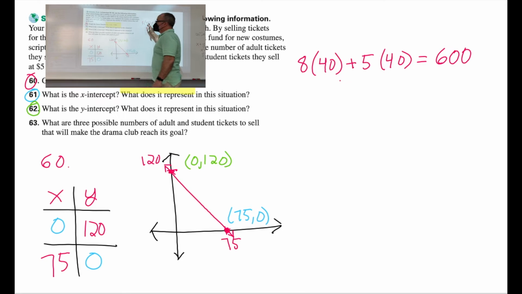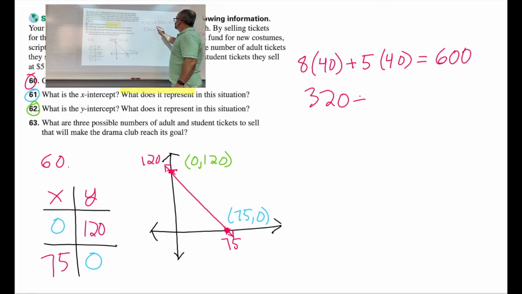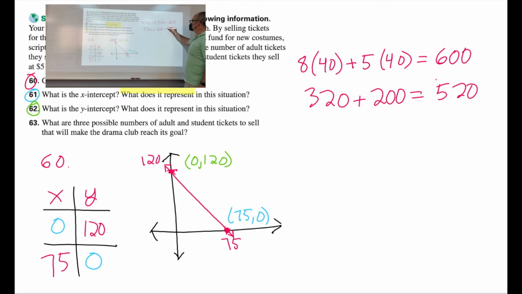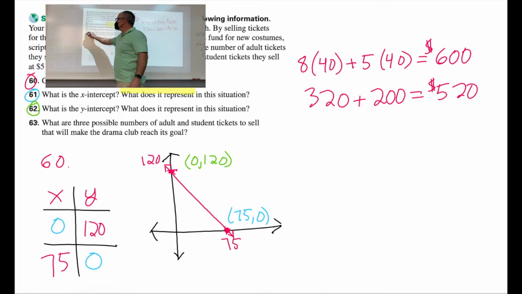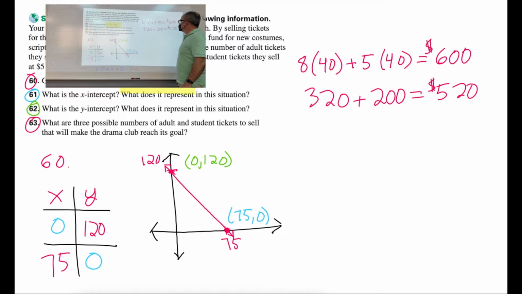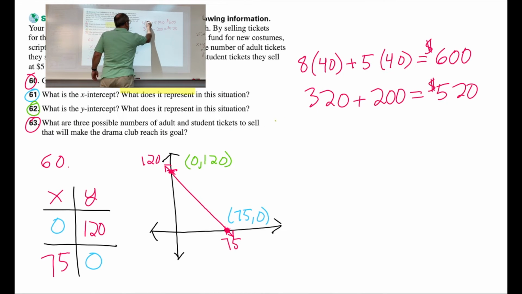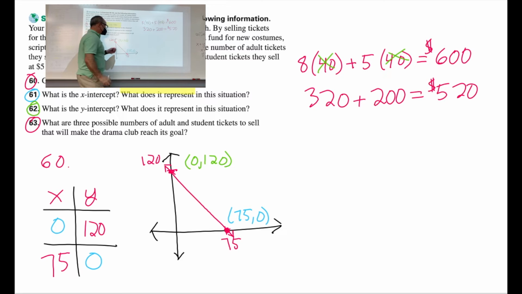That does work. Because 8 times 40 is 320. Yep, that's 320. Plus 5 times 40 is 200. Oh, not quite. We're only getting $520. Or I miscalculated a small bit. Yeah, so that's going to be slightly off. The problem says to find three possible numbers, and 40 and 40 doesn't work. Numbers that will let this club earn $600.